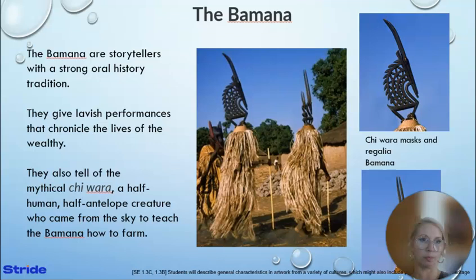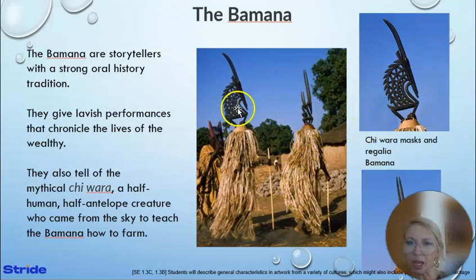Both beautiful. So let's talk about this tribe. We're going to talk about a couple of tribes and their artwork really quickly. So let's talk about the Bamana. The Bamana are storytellers with strong oral history tradition. They give lavish performances that chronicle the lives of the wealthy. They also tell of the mythical Chiwara, a half-human, half-antelope creature who came from the sky to teach the Bamana how to farm.